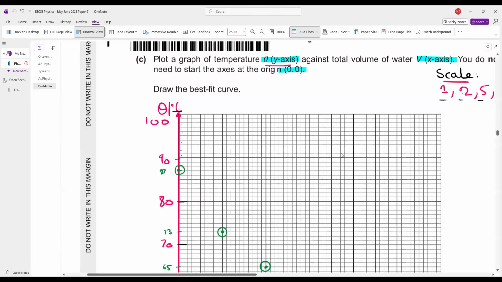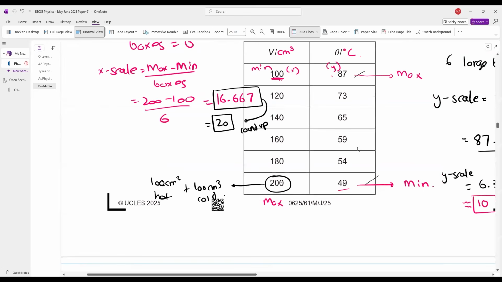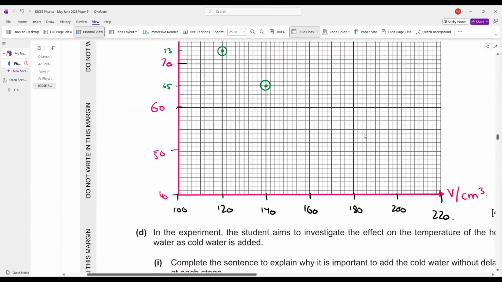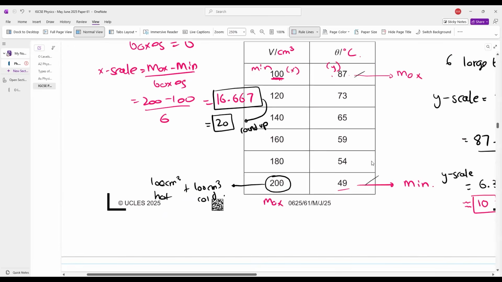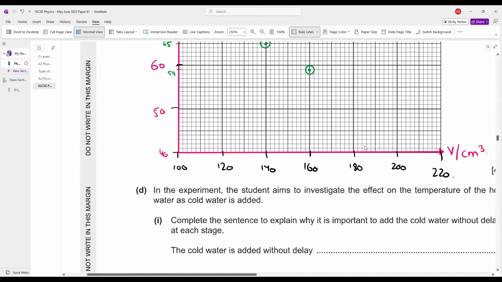Then on 160 आपके पास क्या है? 160 पे आपके पास 59 है. तो 160 पे you have 59 like this. Simple. Then 180 पे आपके पास क्या है भाई? 180 पे you have 54. 180 पे you have 54. यहाँ तक.